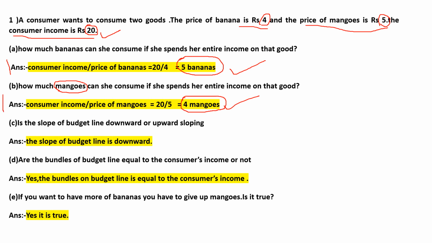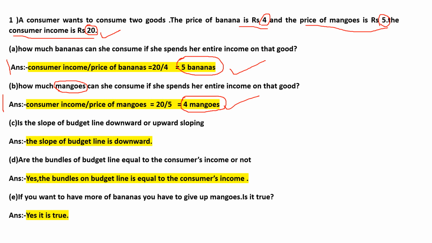Do write this formula and then give the answer. Don't directly write 4 mangoes. Examiners must be able to see where your answer is derived from. It must not look like it has fallen from the sky. So start like this: given price of banana is equal to 4, price of mangoes is equal to 5, consumer income is equal to 20. Then write the formula: consumer income divided by price of mangoes is equal to 20 divided by 5. Therefore, 4 mangoes can be consumed.